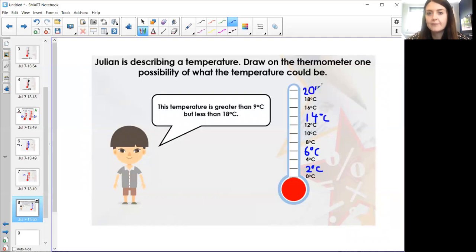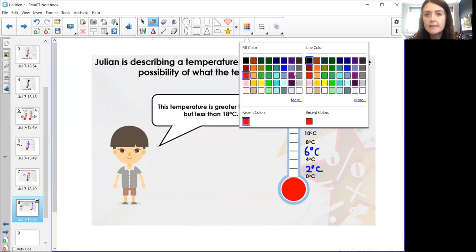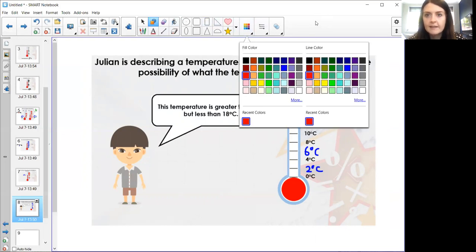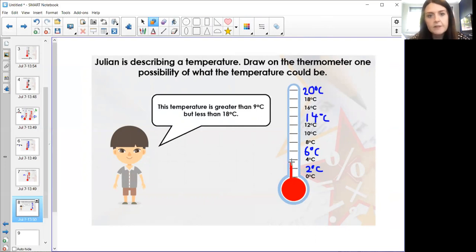20. So if I want to mark on the thermometer a temperature that's between 9 and 18, it can be anything because it just says one possibility and there are lots of possible answers. So I'm going to draw a temperature of a number that's greater than 9 and less than 18. I'm going to go for, what number would be halfway between 12 and 14? I wonder if anyone can work that out. So this is my temperature. What number's halfway between 12 and 14? My temperature is 13 degrees Celsius.